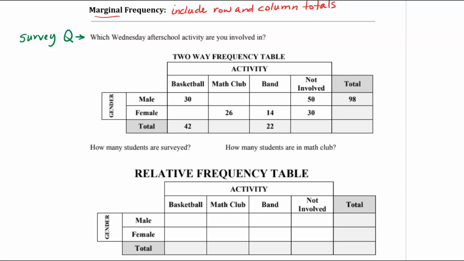There are many starting places. You might start with those that are not involved. There are 50 males not involved and 30 females not involved for a total of 80 students who are not involved after school on Wednesday. Sometimes you have to work backwards. There are 22 students involved in band. 14 of those are female. So if I subtract 22 minus 14, that means that there are 8 males involved in band after school on Wednesday. Pause the video right now and use some strategies to fill in the other missing numbers.